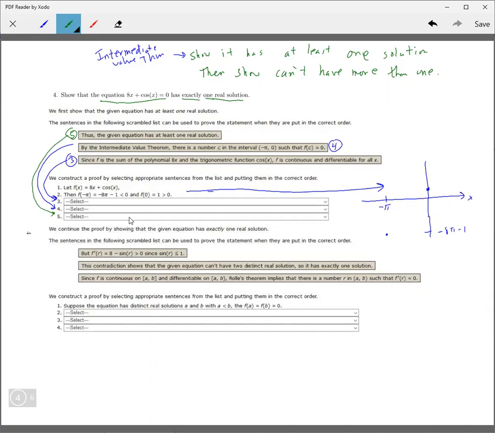Okay, so that is part 1, where we show that it has at least one solution in here somewhere. We didn't need to find it. We just say, okay, there's a solution by the intermediate value theorem. And now, next part, we're going to show that it can't have more than one solution. And for this part, you're going to use the mean value theorem.